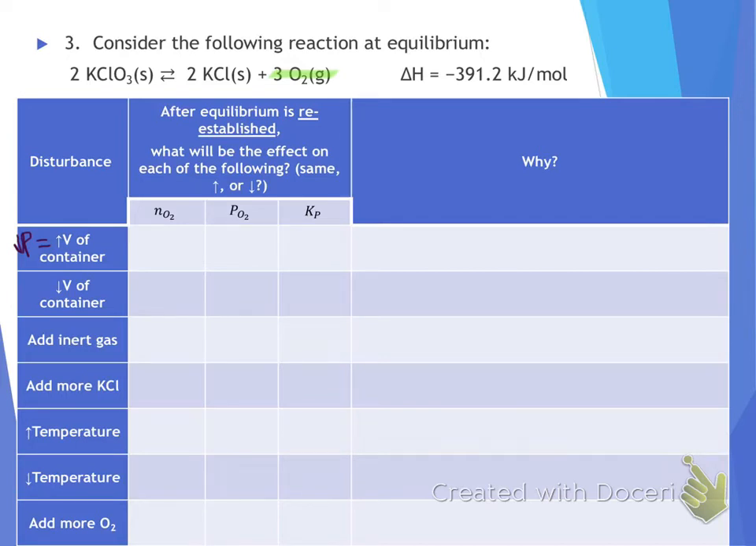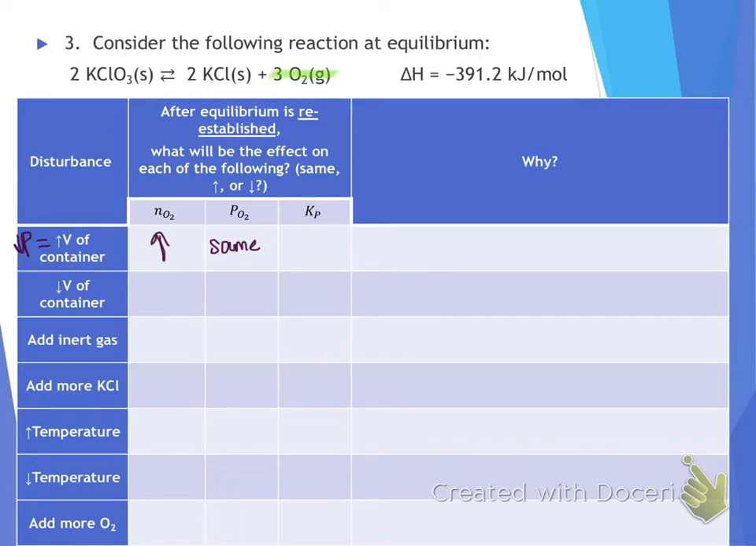So our system is going to shift to the right and produce more moles of gas. If we increase the moles of gas, that's going to increase the pressure. But our pressure is only going to increase to the point that it was at before equilibrium was established. So our pressure of our oxygen gas isn't going to change. We have more moles, but we have more moles in a greater volume until we reach the same pressure that we had before. So let's see how Kp is going to change.